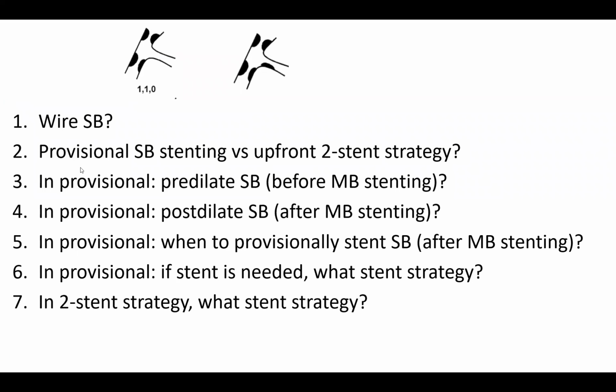Or just wire the main branch and deal with it? Should I use a provisional stenting strategy of that side branch, or should I do upfront a planned two-stent strategy? In provisional, if I chose provisional, should I predilate the side branch before I stent the main branch? In provisional, should I postdilate the side branch after I stent the main branch? In provisional, when to provisionally stent the side branch? In provisional, if a stent is needed, what stent strategy? And if you choose two-stent strategy, which one should you pick? Which technique should you pick?